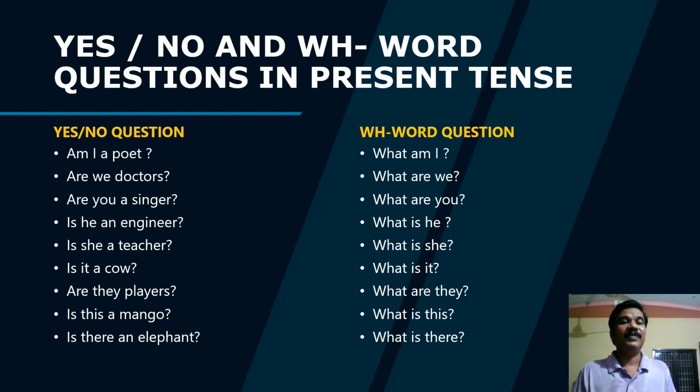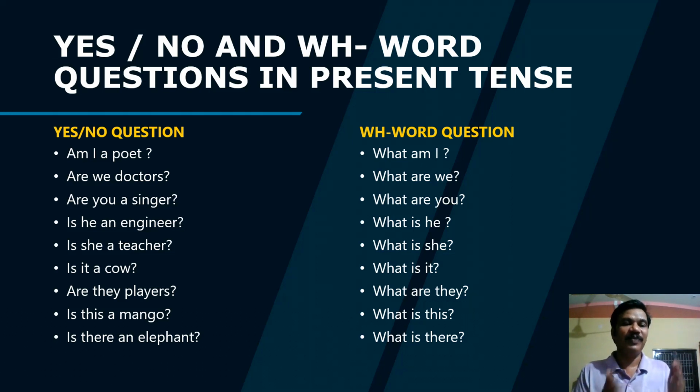So let's learn. I am a poet. How do I change it? Am I a poet? Are we doctors? It means we are doctors. How do I change it? Are we doctors? You are a singer. Are you a singer? He is an engineer. Is he an engineer? She is a teacher. Is she a teacher? It is a cow. Is it a cow?